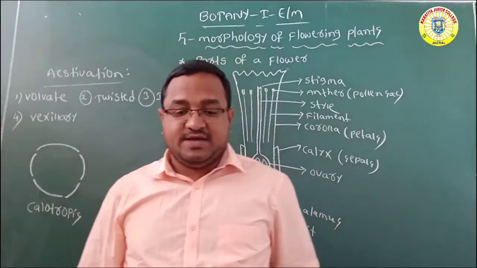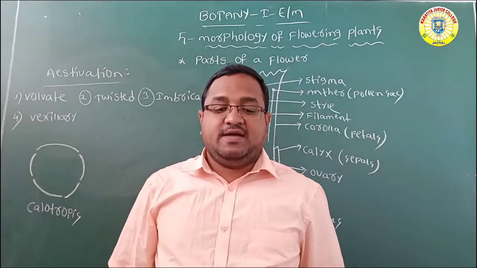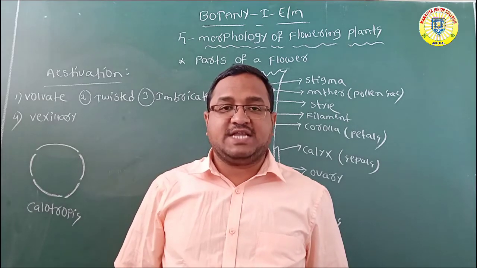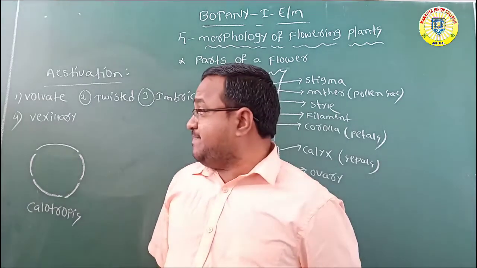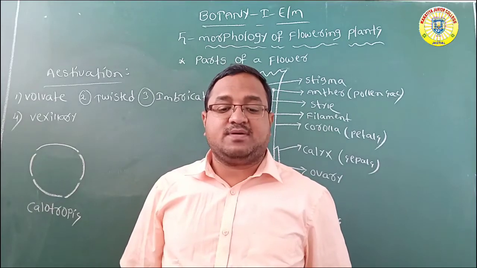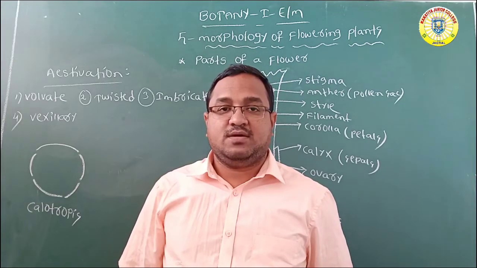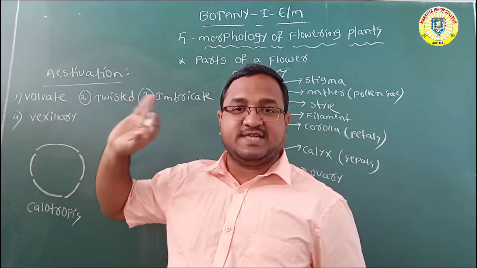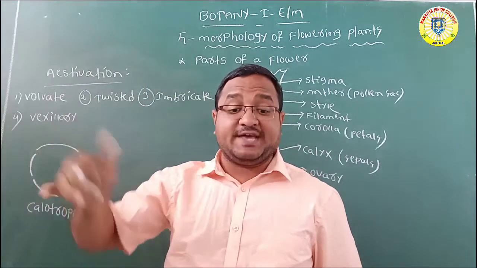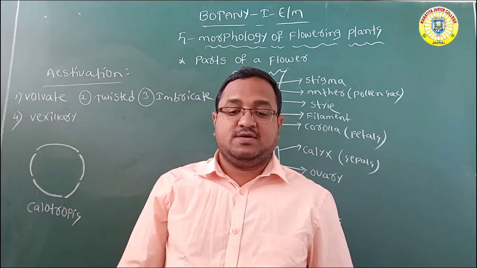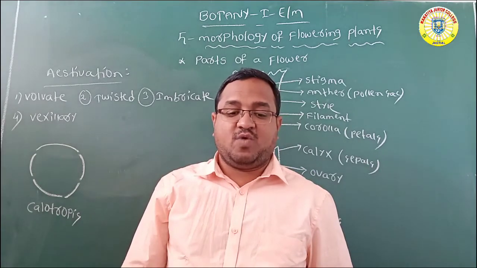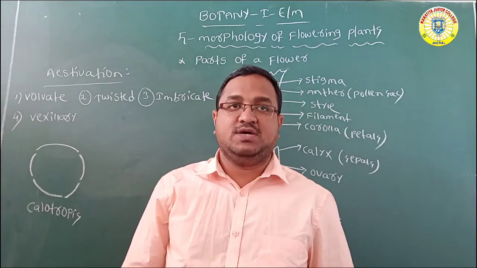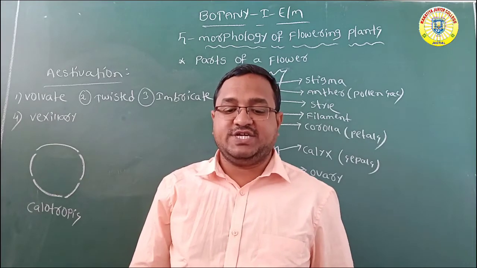In twisted aestivation, the margin of one sepal or petal overlaps the next one. The margin of one sepal or petal overlaps another one. Okay, so the margin of one overlaps the next one. Best example, hibiscus.